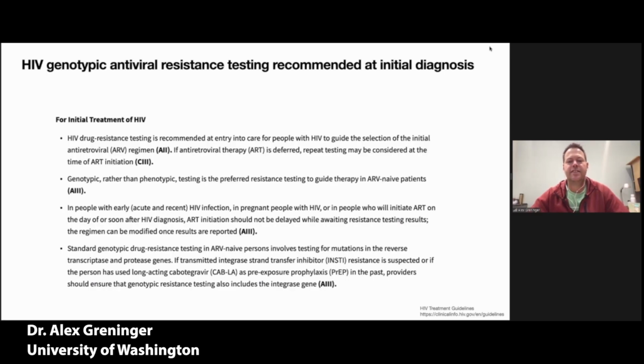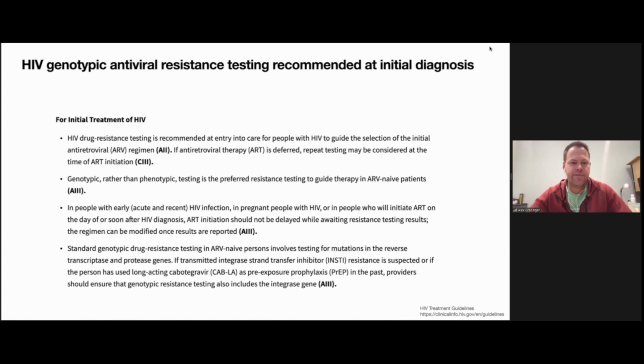Hi, my name is Alex Greninger, and I'm associate professor at the University of Washington here in Seattle in the clinical virology lab. And we're doing an ASM brief on different aspects of antiviral resistance testing. So this one's on HIV.